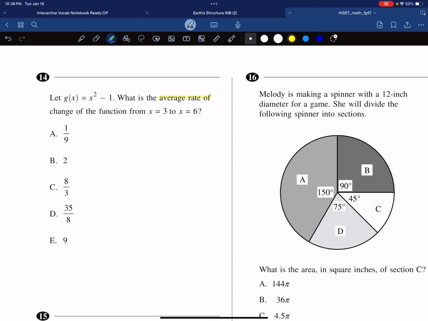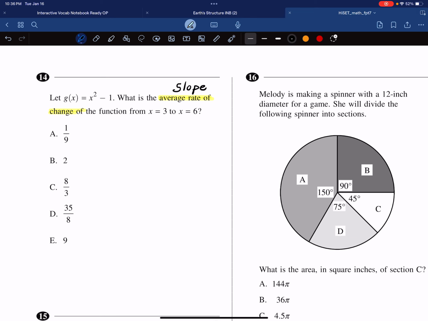So one thing I need to know here is that average rate of change in a function like this is going to be the slope. So they're wanting me to calculate slope, and I'm looking to see if that formula is on your sheet or not. And of course, I can't find my sheet. No, it is not. So you would have to have memorized the slope formula.